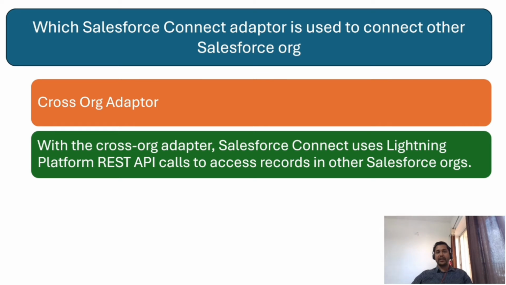So here they are asking the name of the Salesforce Connect adapter. The name of the adapter here is the cross-org adapter. This adapter is used to connect to another Salesforce org. With the cross-org adapter, Salesforce Connect uses Lightning Platform REST API calls. So in the background, it uses the Platform REST API calls to access the records from the other Salesforce org.